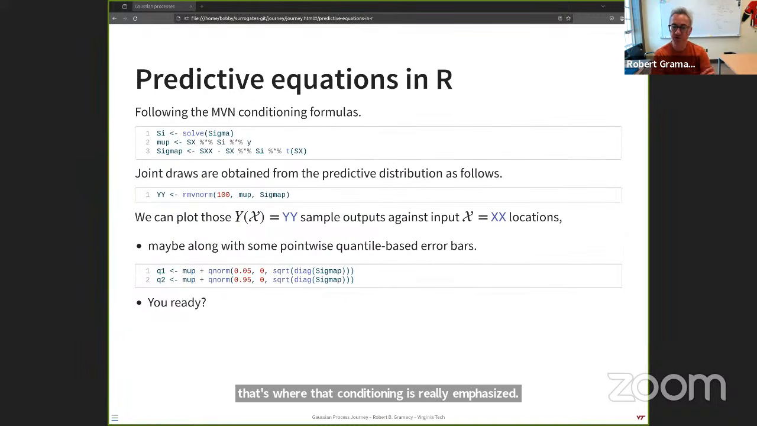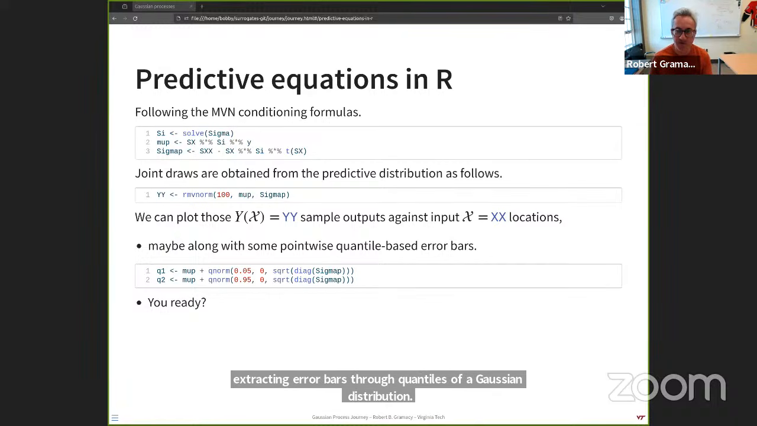So now I can follow those Wikipedia equations. I've got 3 lines of code at the top. The first one is just to invert my covariance matrix, and the other 2 are that linear projection, and then the quadratic form for the variance. And then I have a mean vector and covariance matrix for my testing locations. And then I can do a bunch of different stuff with that. I can draw example functions from that conditional distribution, or I can plot the mean of those functions for you, or as I'm doing here at the bottom, I'm extracting error bars through quantiles of a Gaussian distribution so I can visualize the function for you in a few different ways.